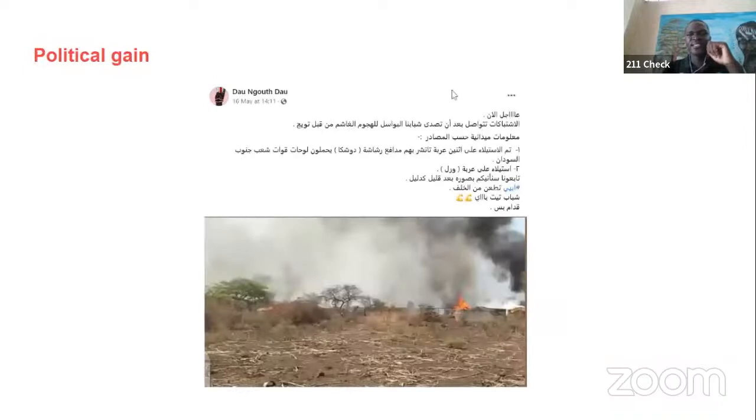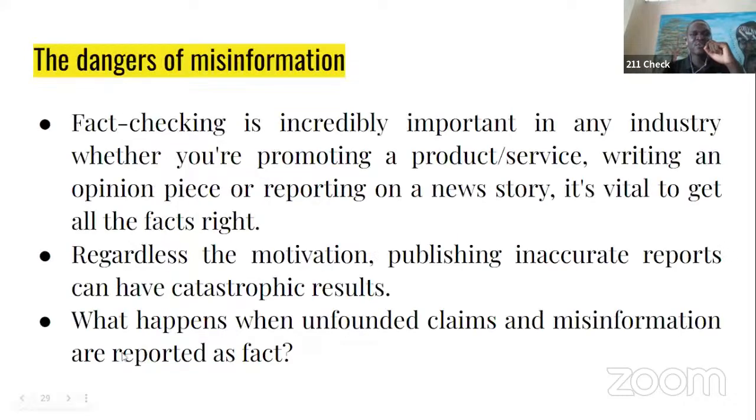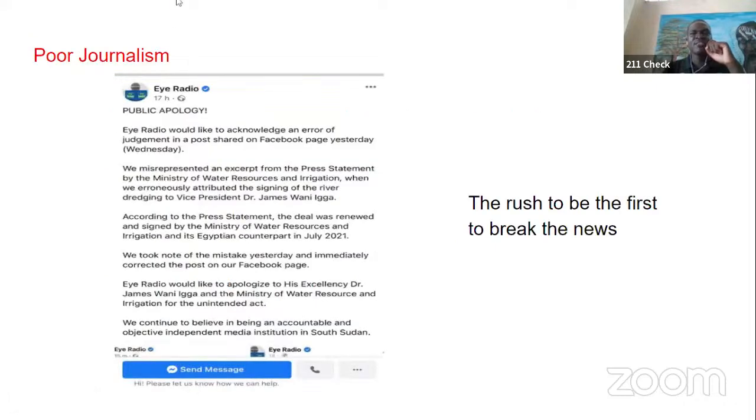So let's look at this. This is political related content that is written in the Arabic language. Some of you, if you have followed iRadio, this year iRadio has issued a lot of apologies. This is because they have, in some cases, misquoted their sources, or did not check their facts before publishing. Like you could see in this story, iRadio misrepresented an excerpt from the press statement by the Minister of Water Resources and Irrigation when they erroneously attributed the signing of the river drenching to Vice President Dr. Waniga. So this is a case of poor journalism where people are in the rush to be the first to break what?